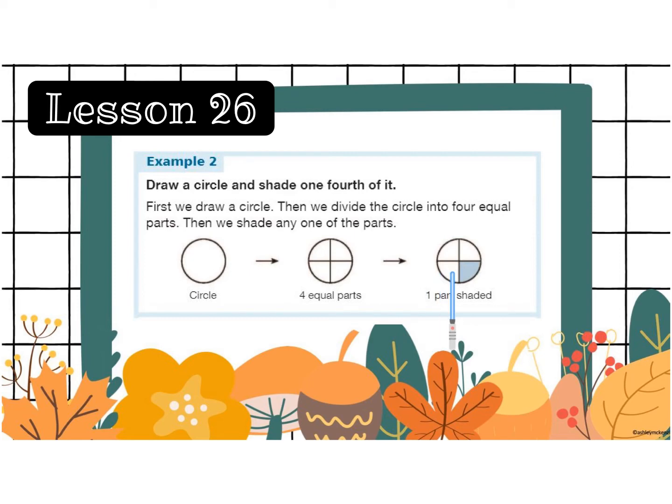Would it be the same thing if I shaded this piece though? Yes. What about this top left piece? Yeah, for sure. And the top right piece? Yeah, for sure. Okay, so I can shade any of those pieces to give me 1/4 of that circle.